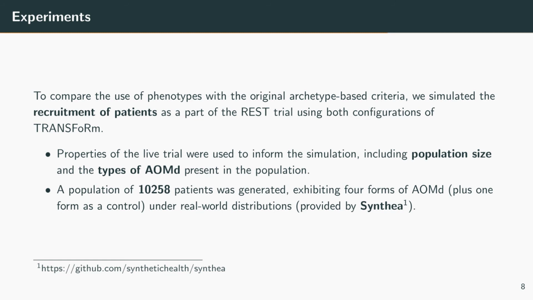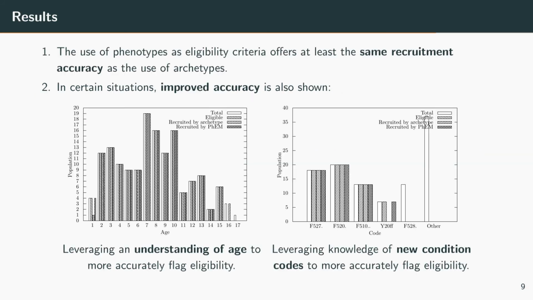We then set TRANSFoRm up in a simulation mode. We had it investigate each of the patients in this population and determine if they were eligible or not, first using the archetype-based criteria and then using the computable phenotype-based criteria. What we actually saw is that the use of phenotypes offers a similar level of recruitment accuracy to the archetype-based eligibility criteria, and in fact in certain situations actually offers improved accuracy.